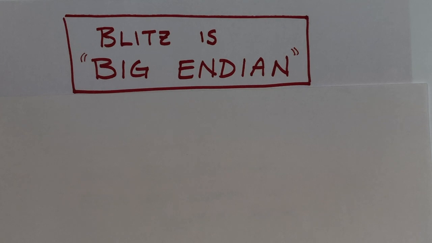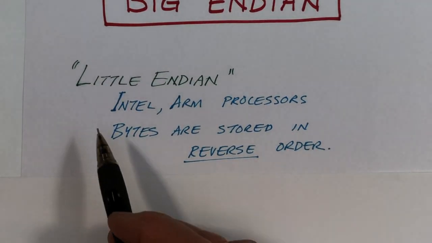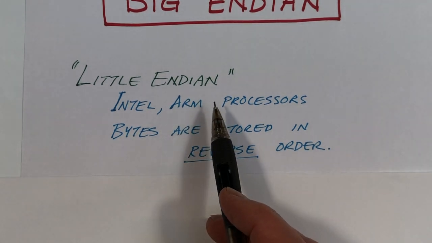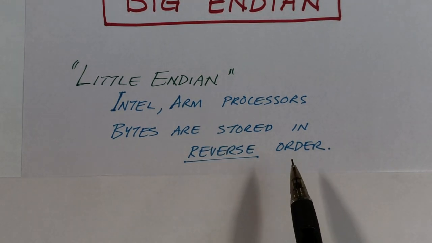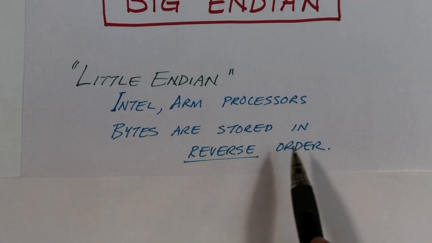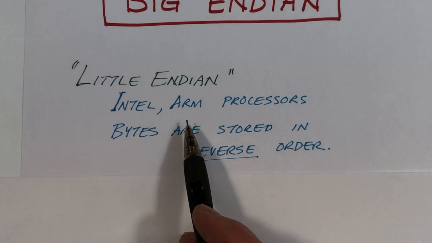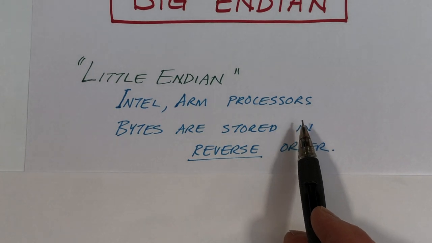Blitz is a big Endian architecture. If you don't know what the term big Endian means, then you can just skip this slide altogether. Big Endian is in contrast to little Endian, and it has to do with the order in which bytes are stored in memory. On the previous slide, I showed you how a double word is stored in memory in the Blitz architecture. With a little Endian architecture, the bytes would be stored in the reverse order. The Intel architecture and the ARM processors all run almost entirely in little Endian mode.